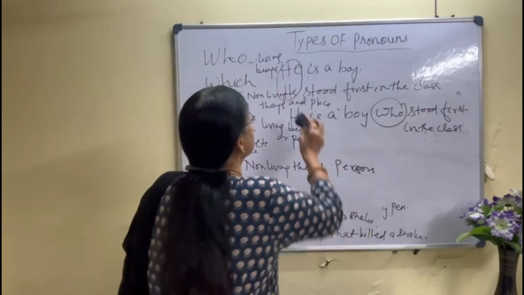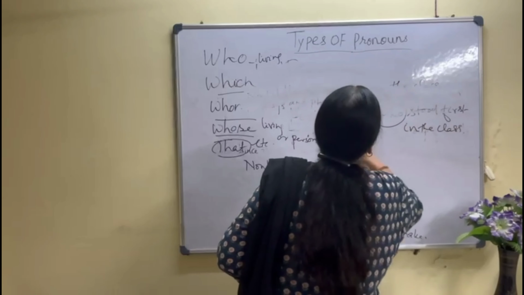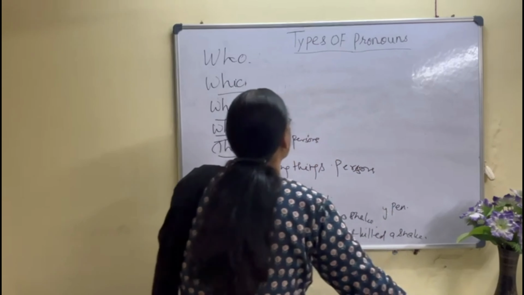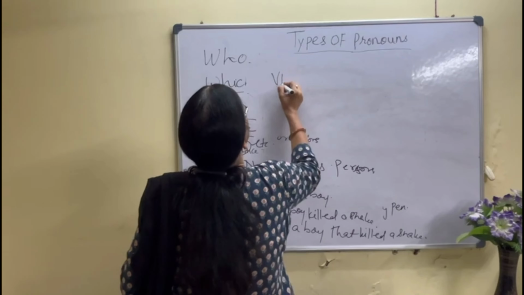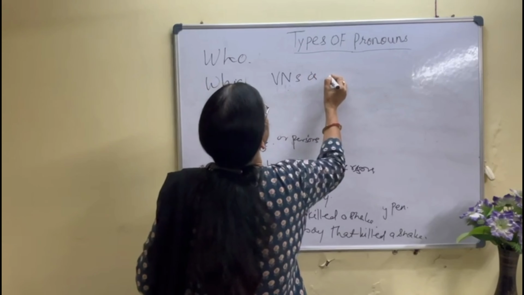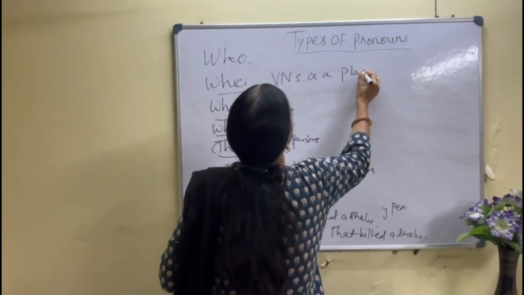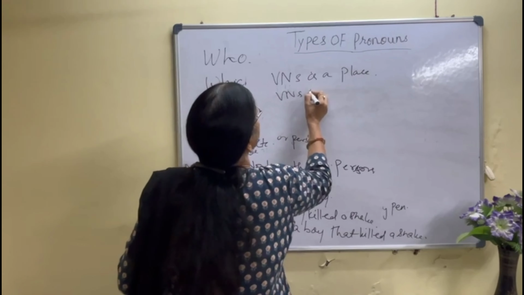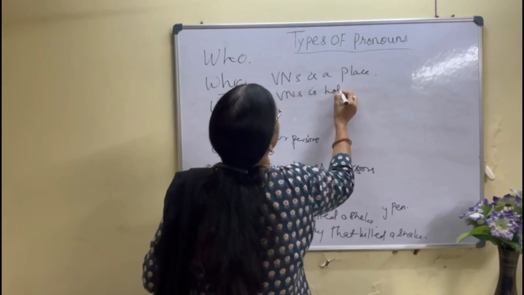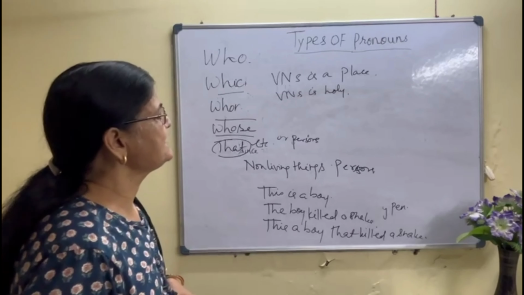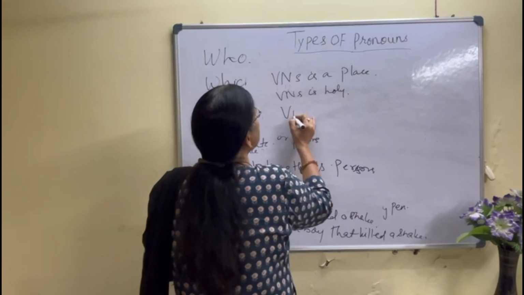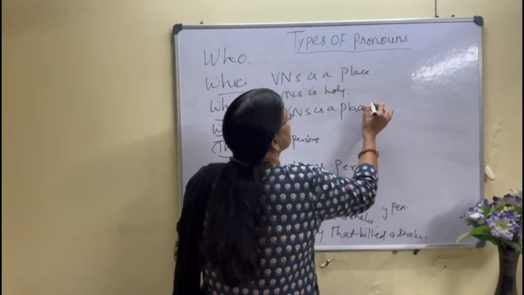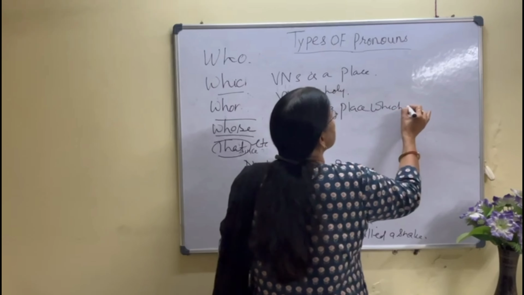Varanasi is a place. Varanasi is holy. These two sentences can be joined as: Varanasi is a place which is holy.